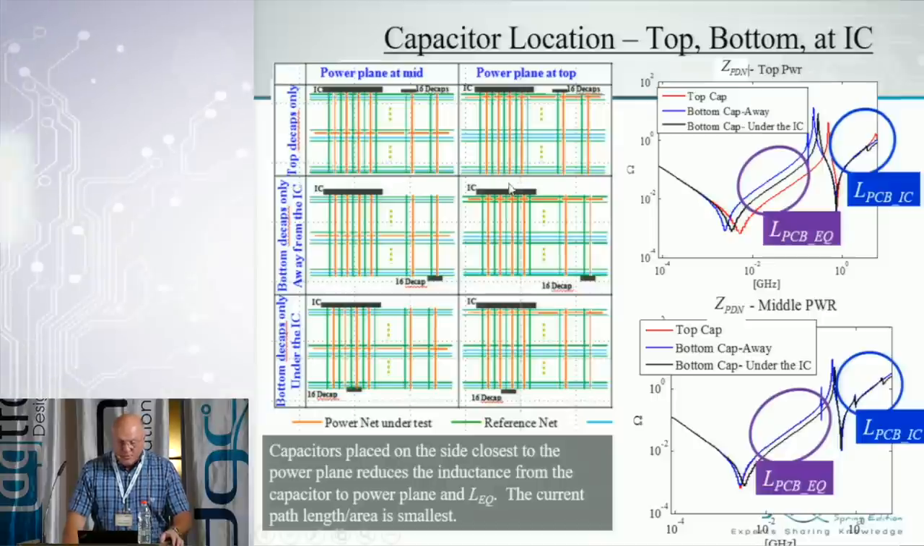We put them on the bottom. We go down, across, and then down. That's going to be the highest inductance. And if we put them directly under the IC, that's going to be sort of mid inductance.